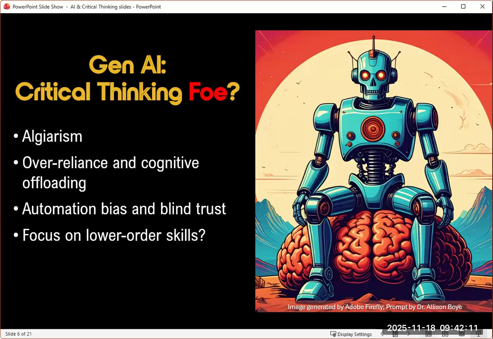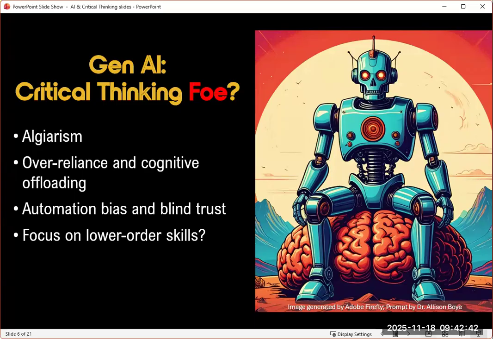Something else to consider is automation bias and blind trust. We know that these generative AI outputs can be really impressive sometimes, or appear to be really impressive, right? They can appear coherent and authoritative, and that can lead users to uncritically trust their results. Like, oh, this sounds great, it's got to be right. And that can then lead them to ignore that need for verification.